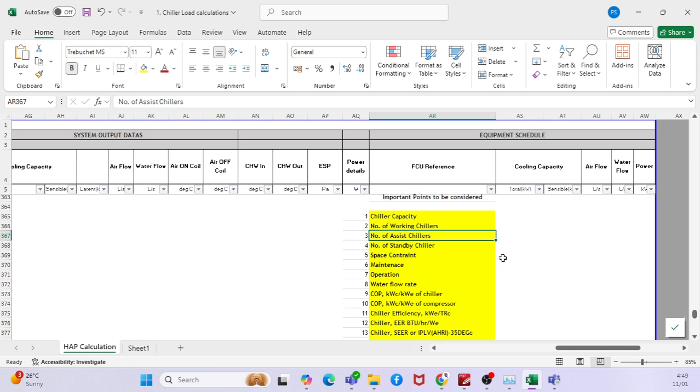What is the meaning of assist? The assist will work whenever it is required only. Other times, it will be acting as a standby, right? Yeah, but then my question here is, this will change from application to application, right?